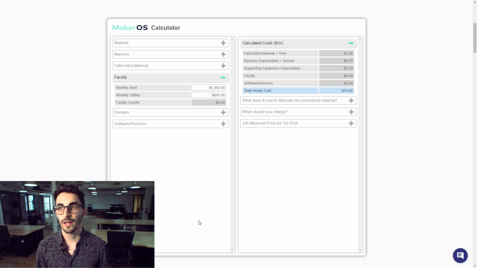A third way is basically looking at the square footage of your 3D printers, or basically your whole area of where your machines are sitting, along with where your people sit within your office, your team or yourself, calculate the price per square footage, and then add that into the monthly rent. And then for utilities, I've seen some calculators that look at the wattage of the machine and the usage.